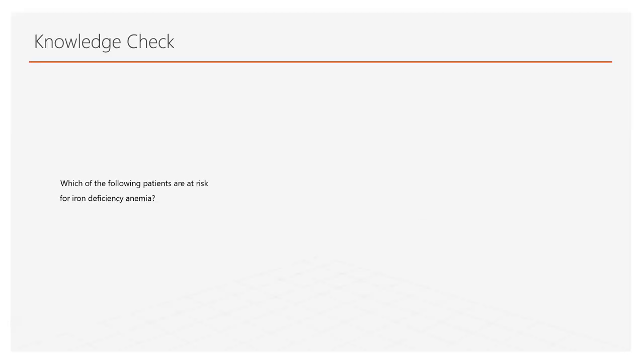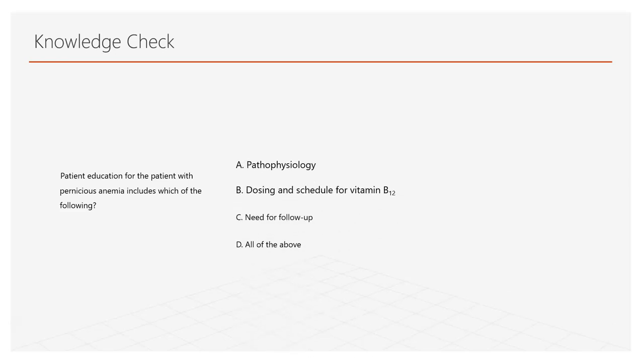Okay, let's do a knowledge check. Which of the following patients are at risk for iron deficiency anemia? Would it be pregnant women, an 8-year-old boy, a 1-month-old infant, or a 7-year-old girl? Patient education for the patient with pernicious anemia includes which of the following? Pathophysiology, dosing and schedule for vitamin B12, need for follow-up, or all of the above.